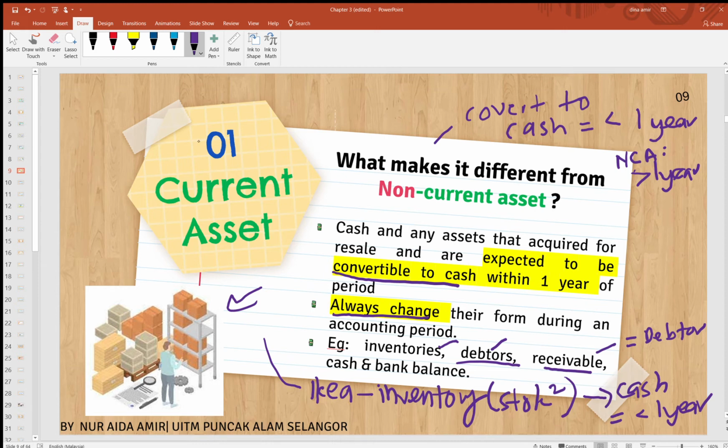Tu kita boleh tengok cash and cash balance kita dekat dalam current. This one more to current account. Okay. Cash and cash balance kita dekat current account kita. Betul tak? Alright.